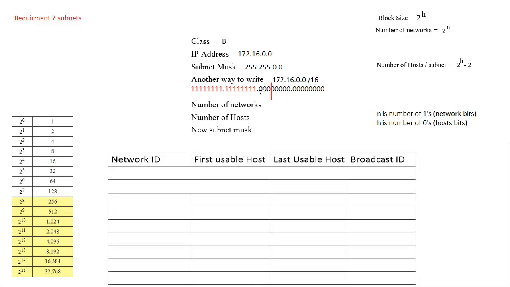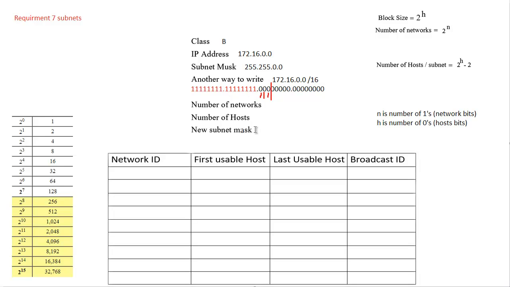And also I turn these zeros into ones because now they are being used for network. Our subnet mask will be changed. The new subnet mask is /19 because last time we were using 16 bits for network. Now we are using 19 bits.